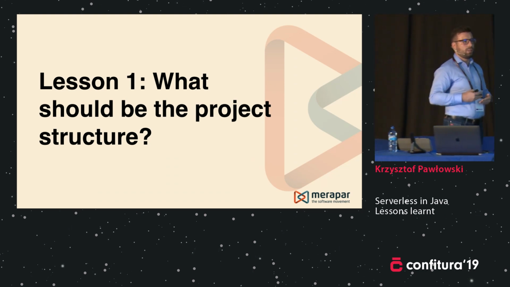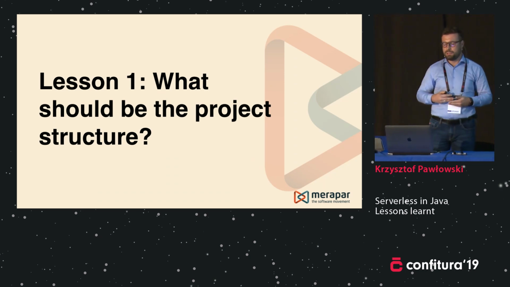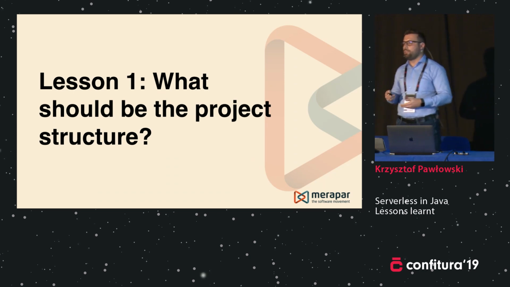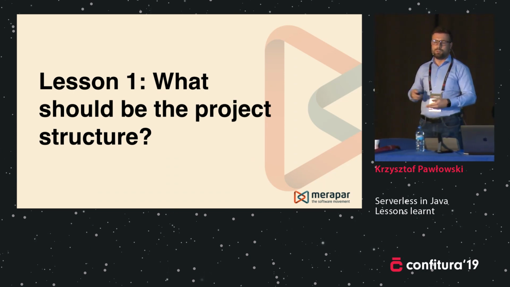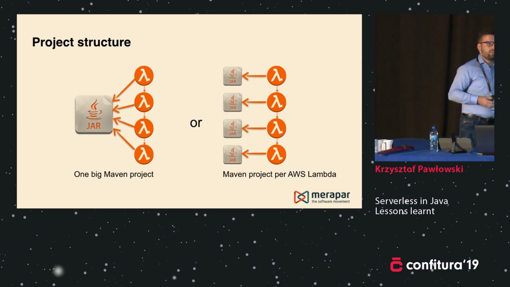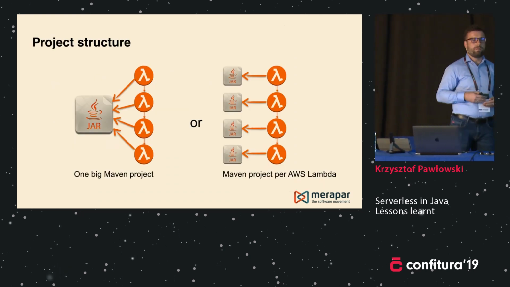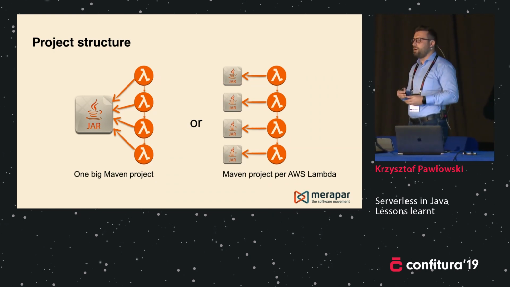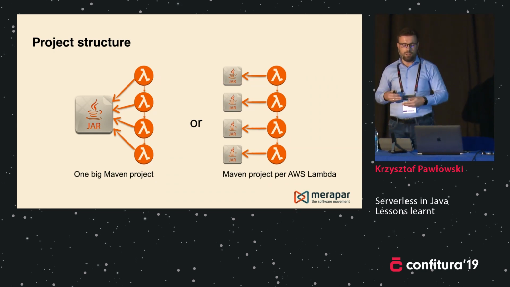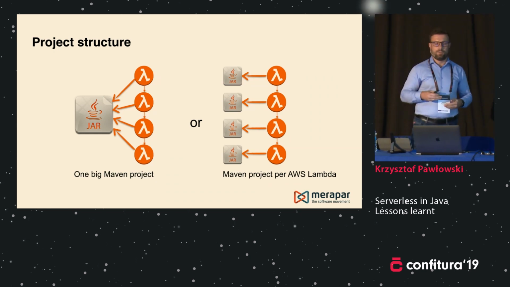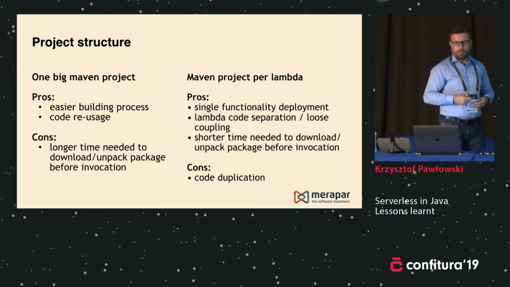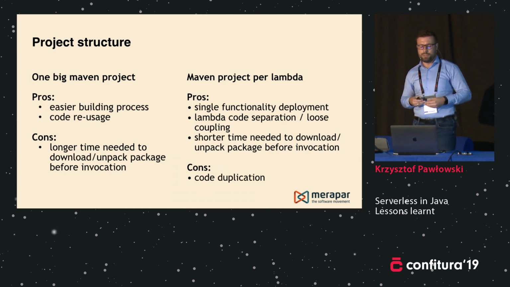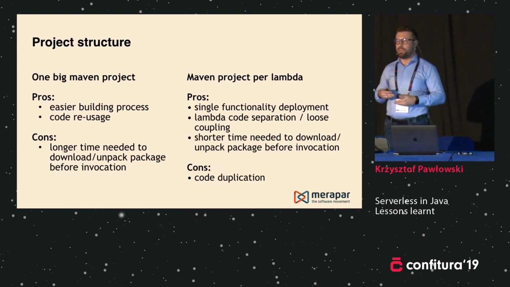Then the first lesson that we had to learn was what should be the project structure. Because previously, if you had microservices, you have a jar file per microservice, that's easy. But here, the granularity is even bigger, and we have functions. So should we put all the functions into one big jar file, or should we have a jar file per Lambda function? So that was the first question that we had to answer. And there are, of course, pros and cons of each of the approaches. So for one big Maven project, it's easier to build because there is only one output.